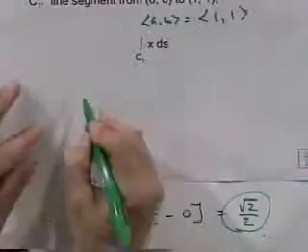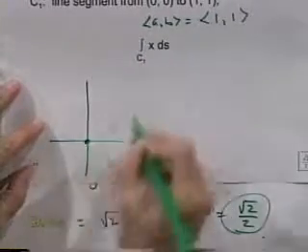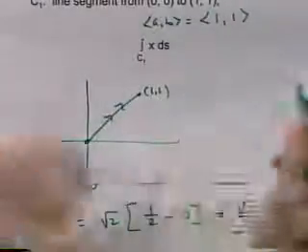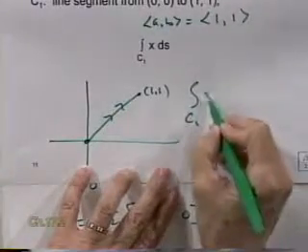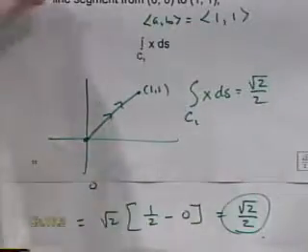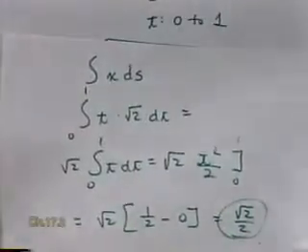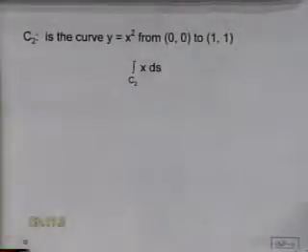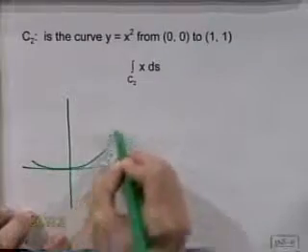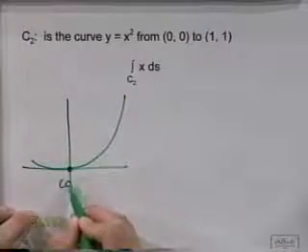Okay, so what have we done so far? If we take the curve, the straight line from (0, 0) to (1, 1), and go that way, the integral along that curve of x ds has got to be root 2 over 2. All right, now we want to do the exact same thing again, but this time I want to go along the curve y equals x squared.